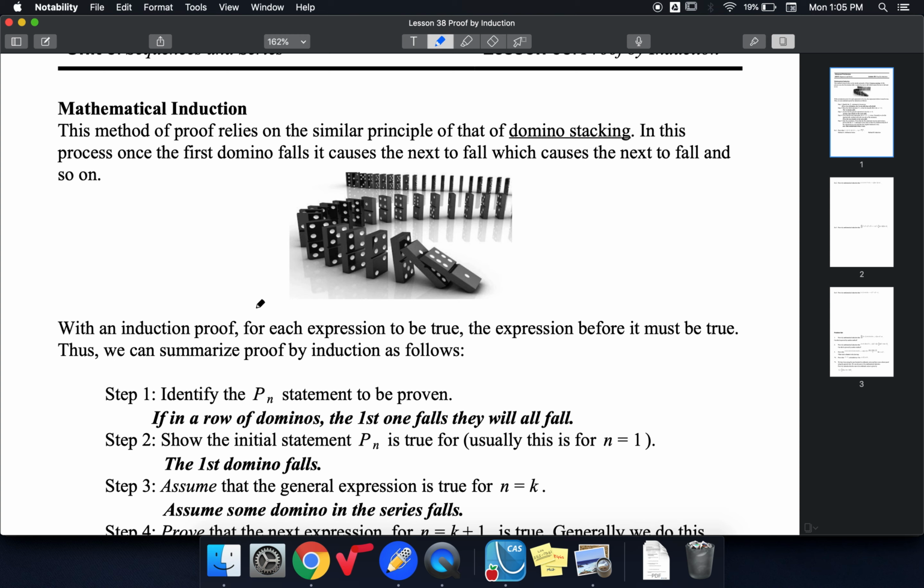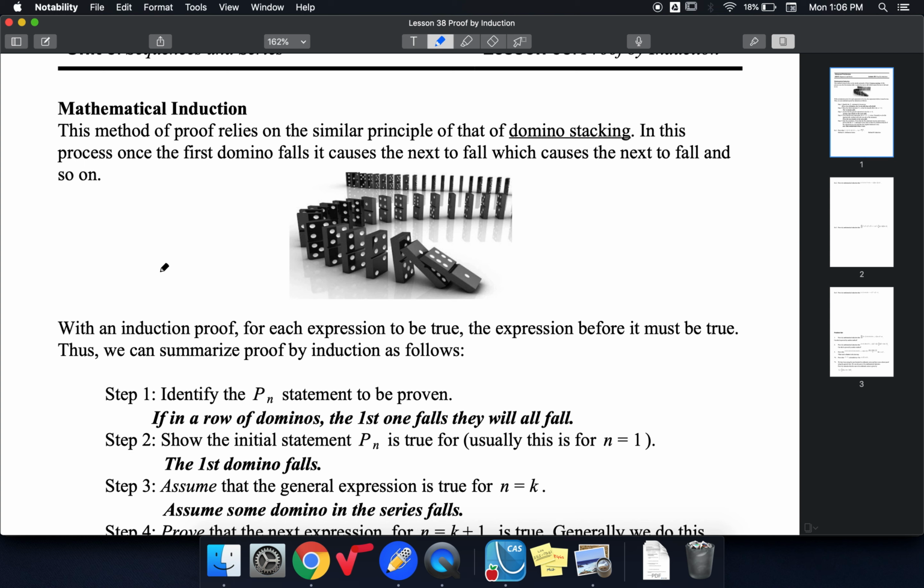The proofs that we've seen so far have been mostly algebraic proofs, and this combines algebraic proof along with the idea that if I have something that's sequential, I can prove it to be true using this idea of induction. I can think of it in terms of dominoes falling. If I have a stack of dominoes, if the first domino falls, then we can assume that each subsequent domino is going to fall as well.